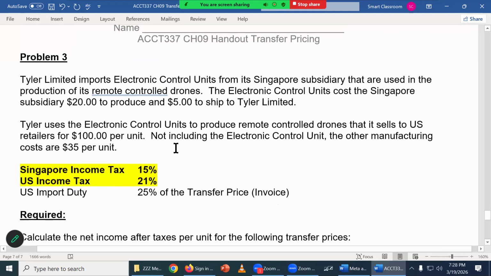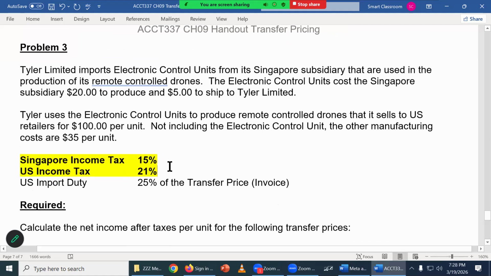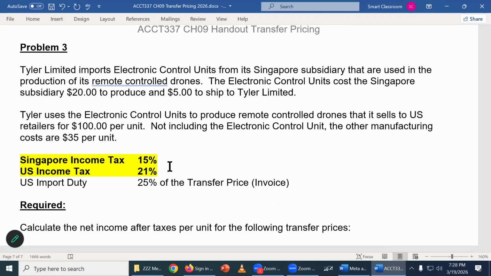The Singapore income tax is 15% and the US income tax is 21%. Where would you want to recognize theoretically the most profit? In Singapore or in the US? Yeah, it's cheaper, right? If you make $100 in US dollars in Singapore, you're going to pay $15. You make it in the United States, you're going to pay 20. So a reasonable, just going by the tax rates, you'd say it makes sense that we would try to get as much income recognized in Singapore as we can.